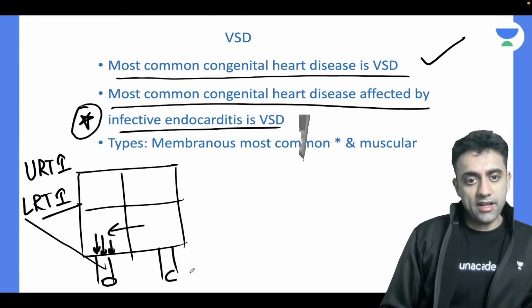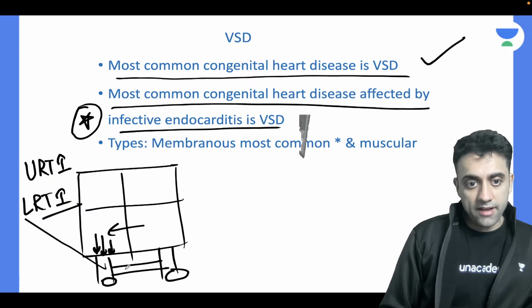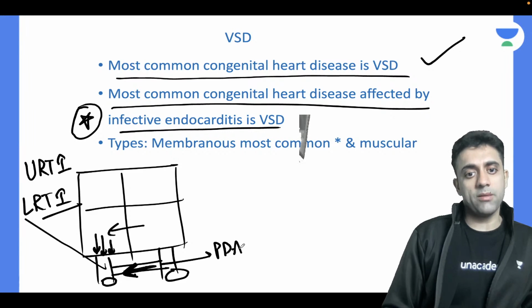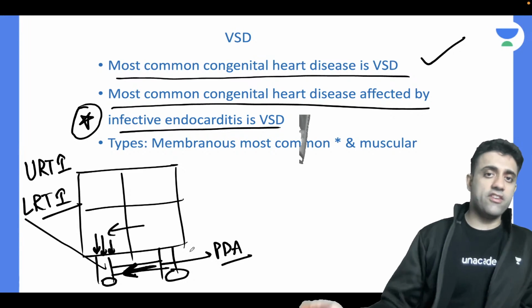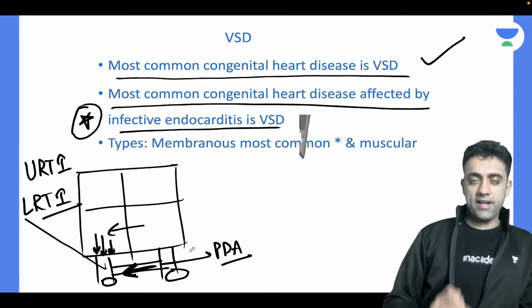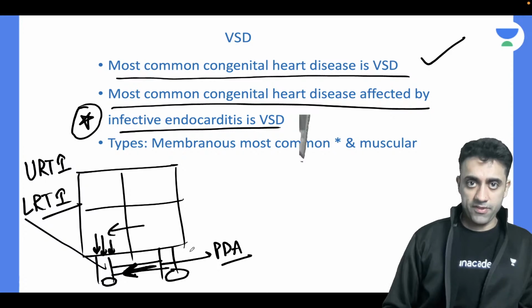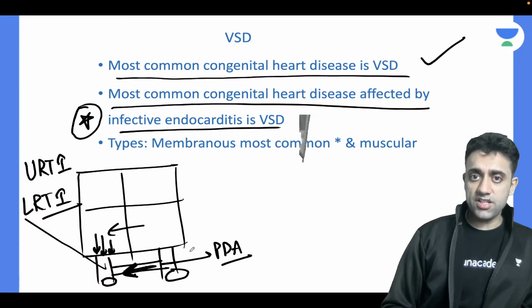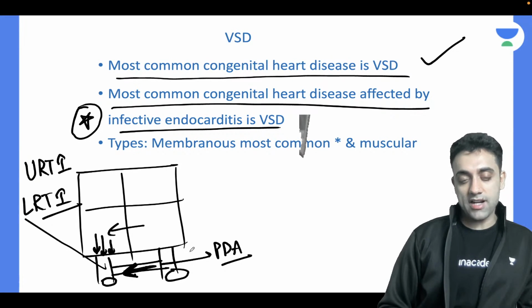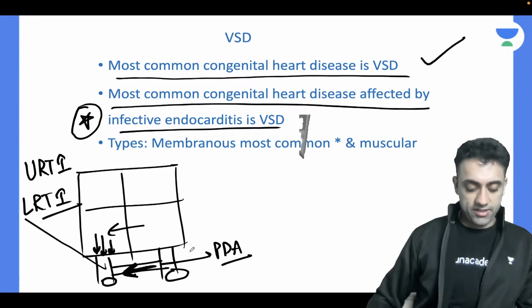And anyhow, I told you in the previous class, normally it should be PDA, because PDA is much closer to the pulmonary artery. But PDA doesn't happen in every child. It happens in preterm babies. Patent ductus arteriosus is not open in everyone, right? That's why the most common congenital heart disease affected by infective endocarditis is a ventricular septal defect.